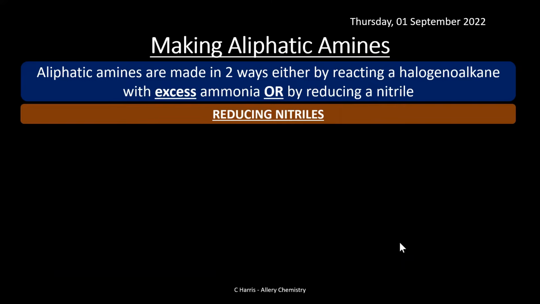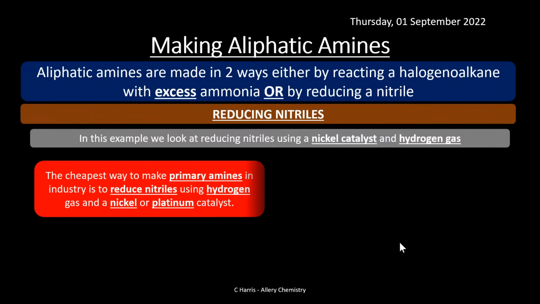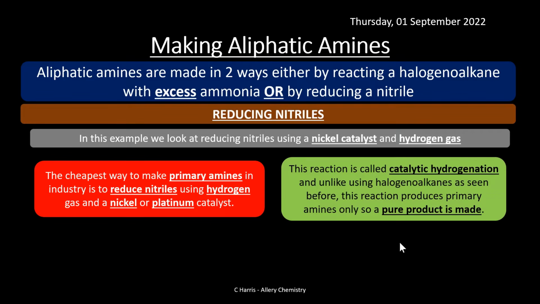So the other way of getting around this is by reducing nitriles instead. Here we're going to look at reducing nitriles using a nickel catalyst and hydrogen gas. This is the cheapest way to make primary amines in industry. It uses hydrogen and a catalyst to help reduce the energy required. This reaction is called catalytic hydrogenation. Hydrogenation is adding hydrogen to something.